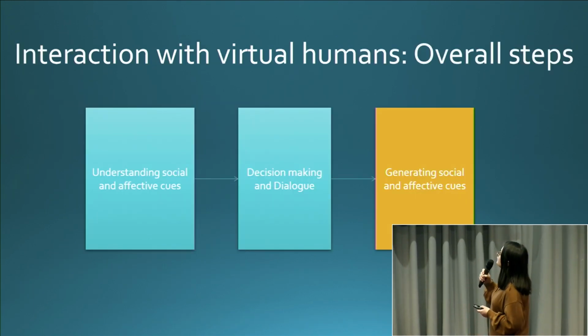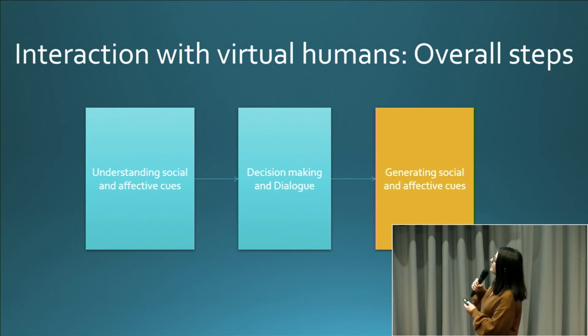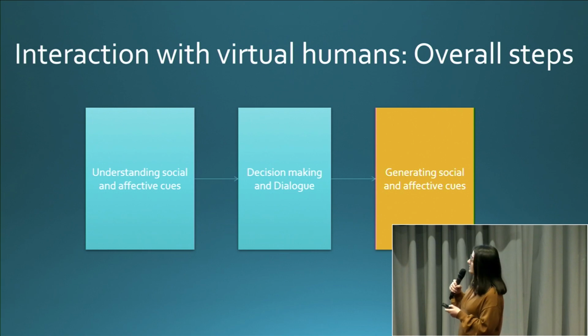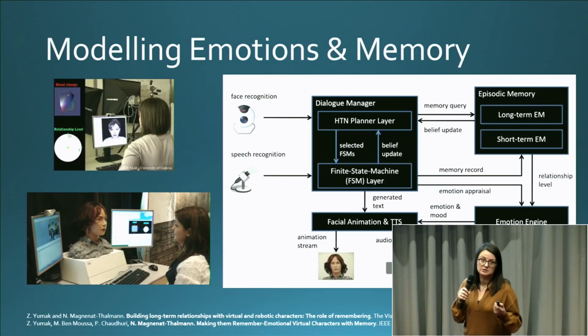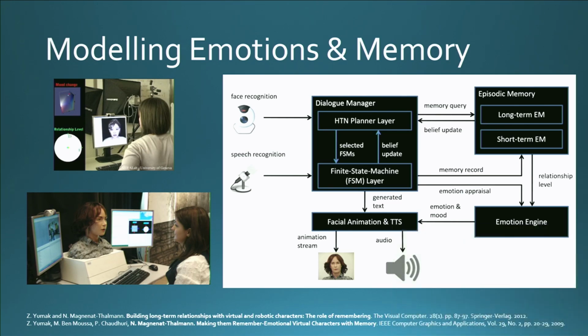So what I have described so far in the first part was only focusing on this last box, generating social and affective cues. But I have also been doing some work in these first two boxes. So I will show some examples of this. This is something that I did quite some years back about modeling emotions and memory. So how can we give remembering capabilities in an emotional context in social human-agent or human-robot interaction.